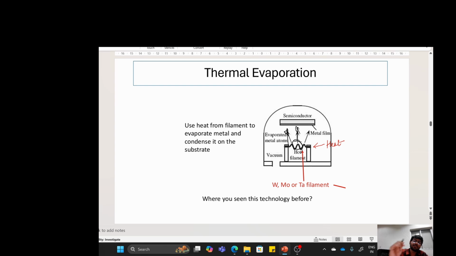Okay, and further, whatever filament you are using should have a higher boiling point or melting point than whatever you are depositing. So tungsten, molybdenum, or tantalum filaments withstand more than 2500 degrees. And your gold, platinum, aluminum melt at lower temperatures, so in that case you can use these kinds of filaments.